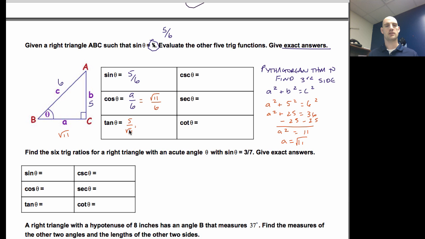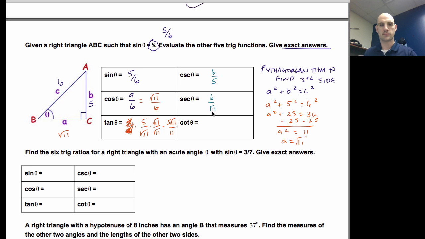If I rationalize, 5 over root 11, rationalize, 5 root 11 over 11. How do I find the other ones? Conveniently, I paired them right next to one another so that you could just go like this. Reciprocal. Reciprocal.